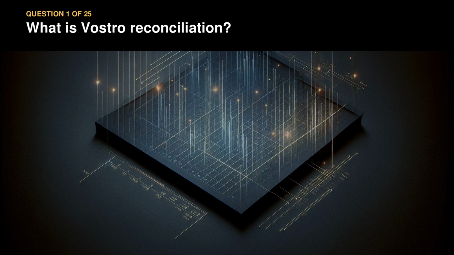Question 1. What is Vostro Reconciliation? Vostro Reconciliation refers to the process of reconciling a bank's Vostro account. In banking, a Vostro account is an account that a correspondent bank holds on behalf of a foreign bank. It usually involves reconciling balances, transactions, and fees between the two banks. This ensures that both banks' records match and are accurate.